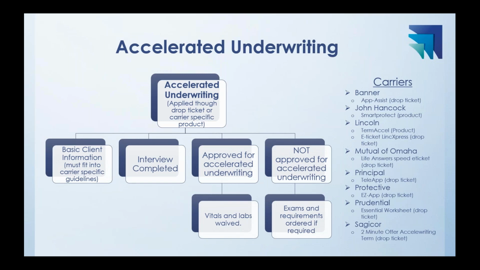As far as accelerated underwriting goes, you'll see we've reached that point. The carrier has all the information from the drop ticket and the interview. The underwriter is going to review everything. If the client meets the criteria, again, the vitals and labs will be waived, and then the client's application will process down the line. And if anything else is required in underwriting, we'll make sure to get that ordered and taken care of, or reach out to you if we need something from you.